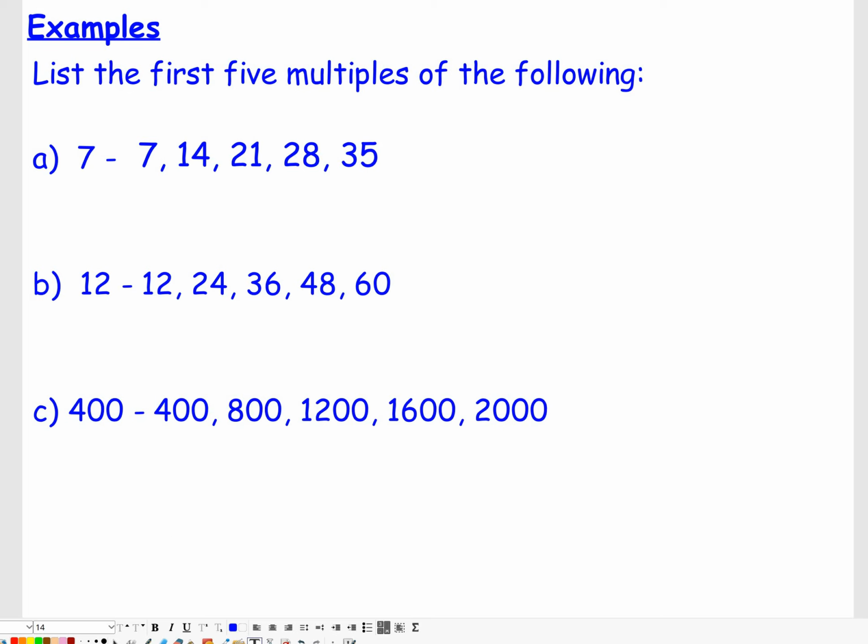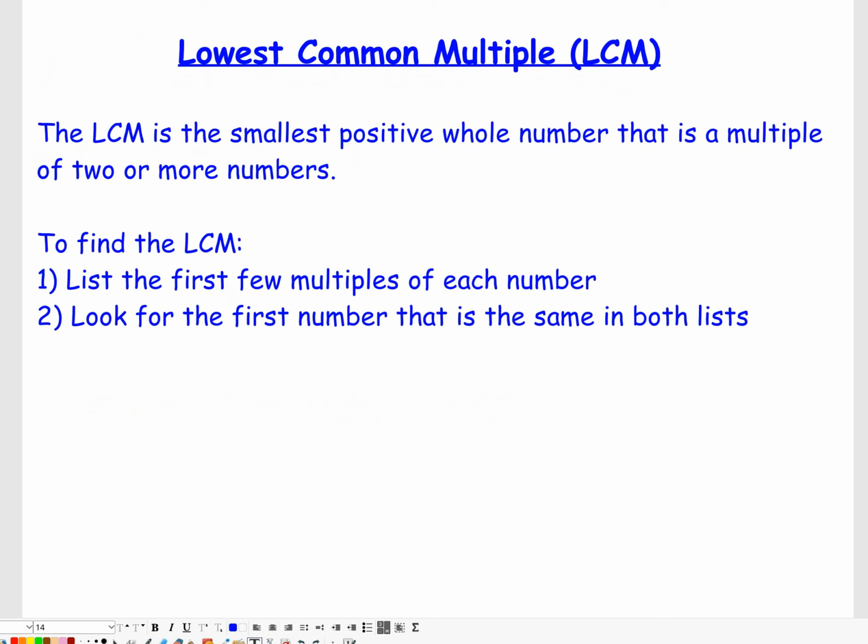So, moving on to the LCM. The LCM is also known as the lowest common multiple. The LCM is the smallest positive whole number that is a multiple of 2 or more numbers. So, to find the LCM, the first thing you do is list the first few multiples of each number, and then you look for the first number that is the same in both lists.